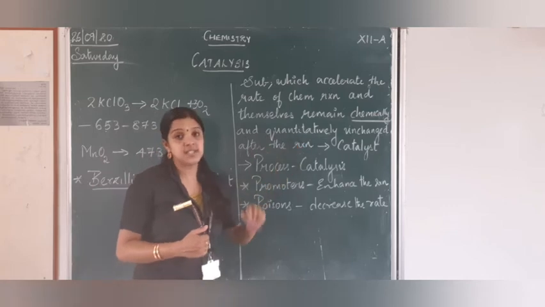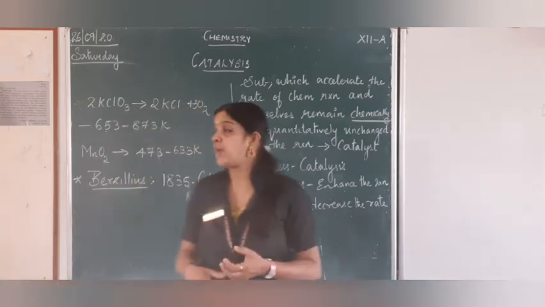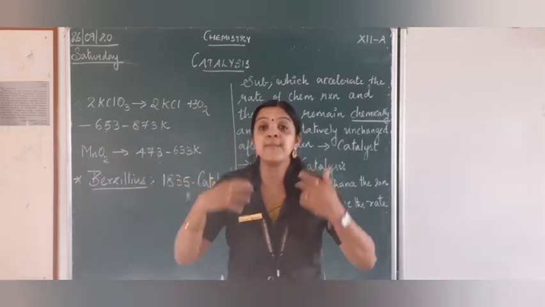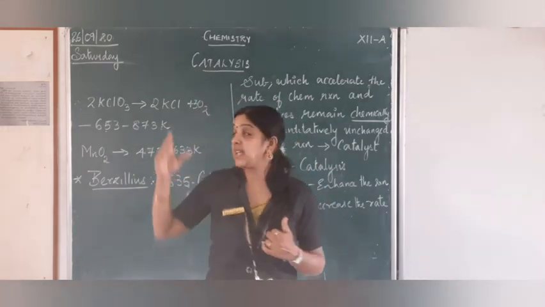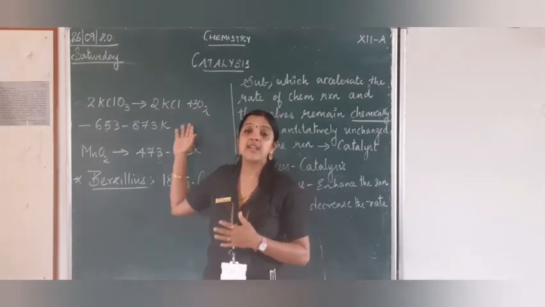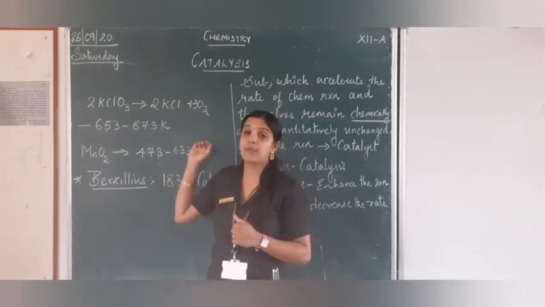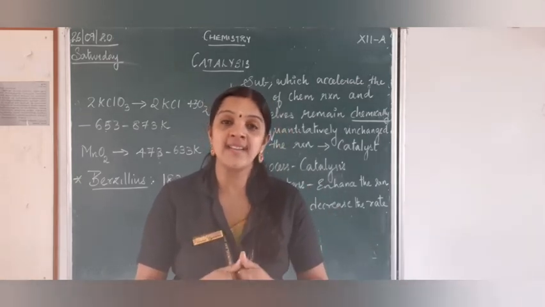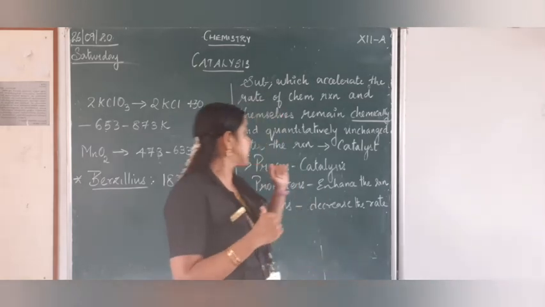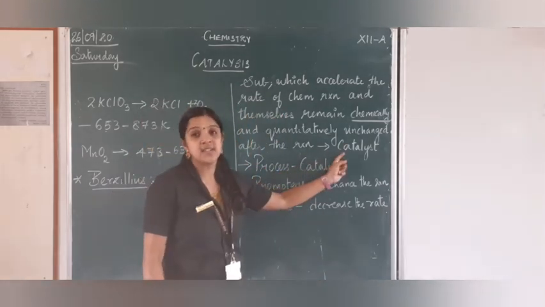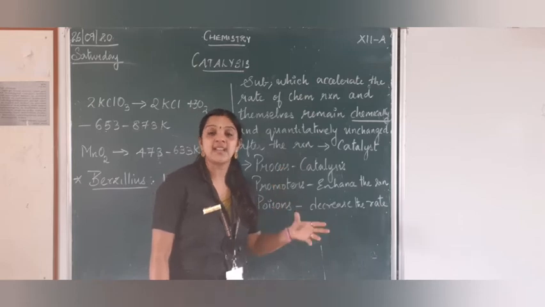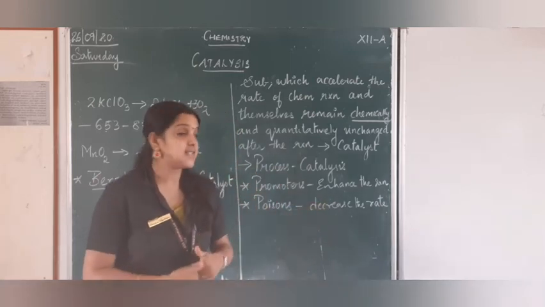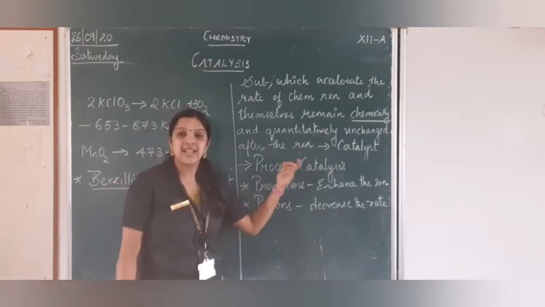And quantitatively, say I put 40 grams of manganese dioxide, but I get the same 40 grams back after my reaction is over, after I get my products. So along with my products, I get my catalyst back chemically and quantitatively unchanged. Such a substance we call a catalyst, and the whole process of adding a catalyst during the reaction and getting the product along with the catalyst, we call this process catalysis.